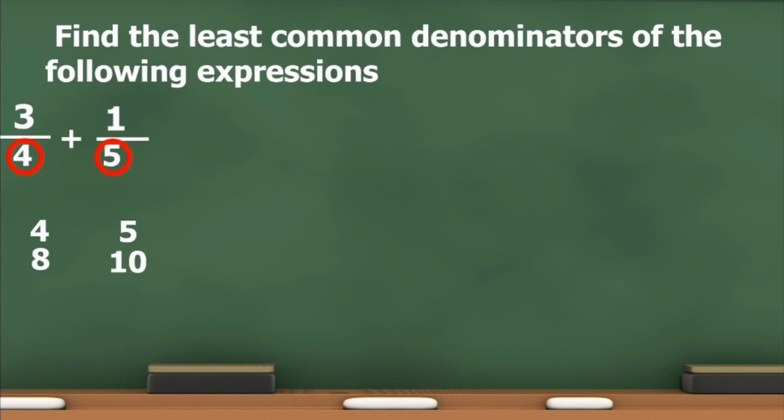8 plus 4 is equal to 12. 5 plus 10 is equal to 15. 12 plus 4 is equal to 16. 15 plus 5 is equal to 20. 16 plus 4 is equal to 20. So, pag nagkaparehas na class yung number, ibig sabihin, nakuha na natin yung least common denominator. So, yung least common denominator ng 3/4 and 1/5 is 20.